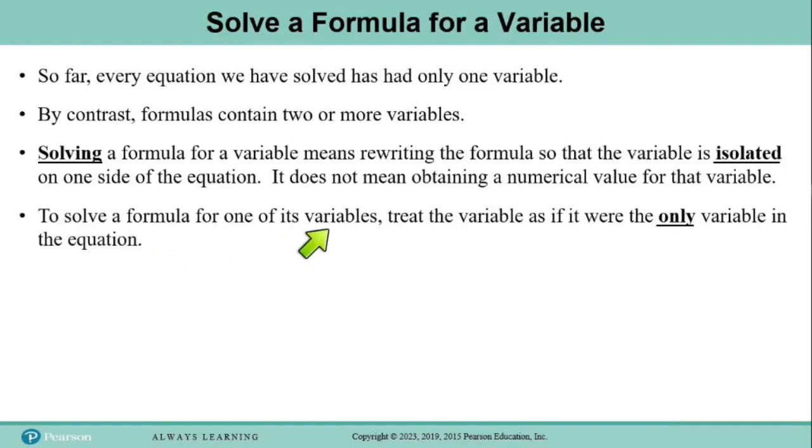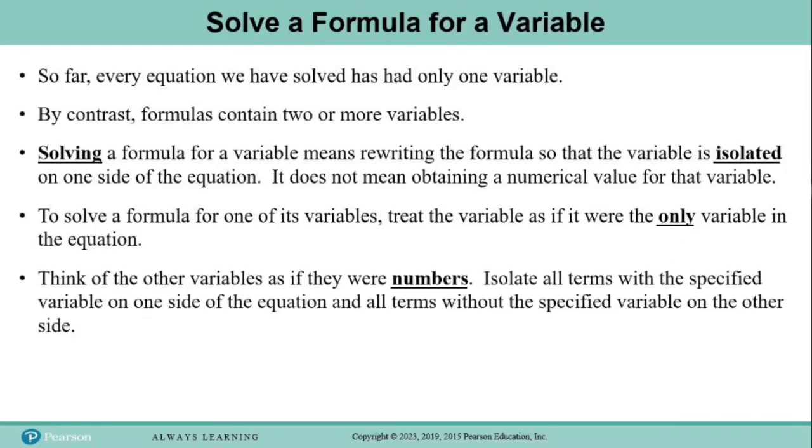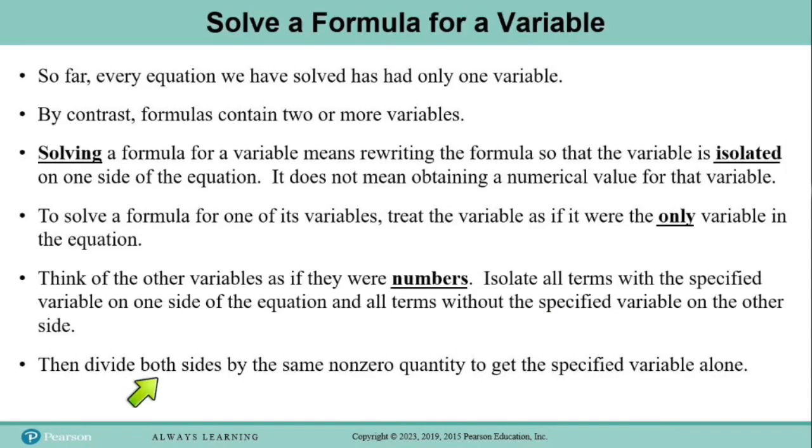So to solve a formula for one of its variables, what you're going to do is treat that variable as if it were the only variable in the equation. Think of all the other variables as if they were numbers. Whatever variable you're trying to solve for, first isolate all the terms with that variable on one side of the equal mark and all the terms without that variable on the other side of the equal mark. And when you've done that, then you can divide both sides by the same non-zero quantity, that'll be the coefficient. So you'll divide both sides by the coefficient of that variable to get that specified variable alone. And that's how you solve a formula for a variable.